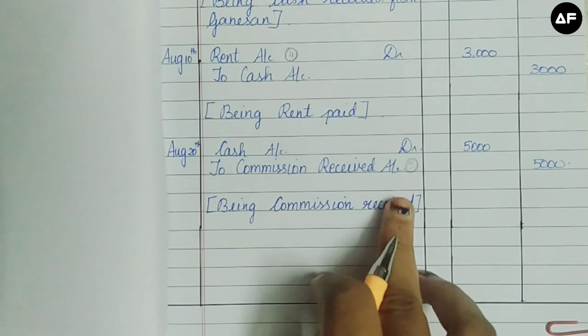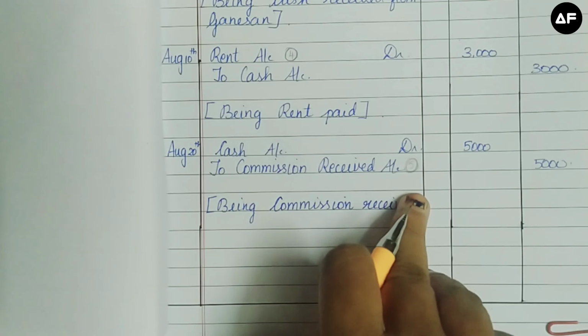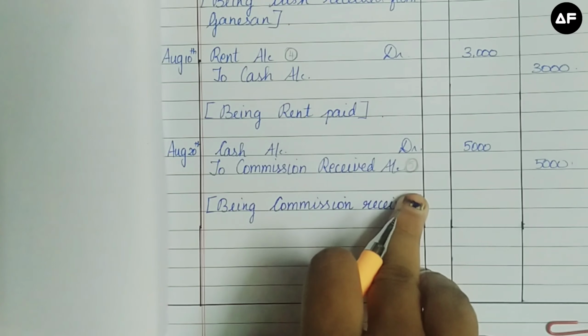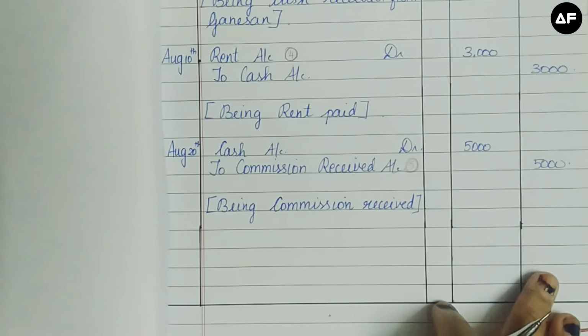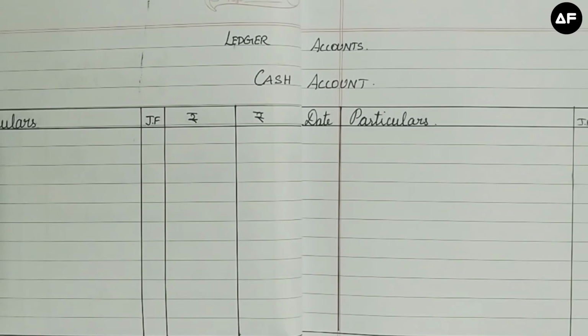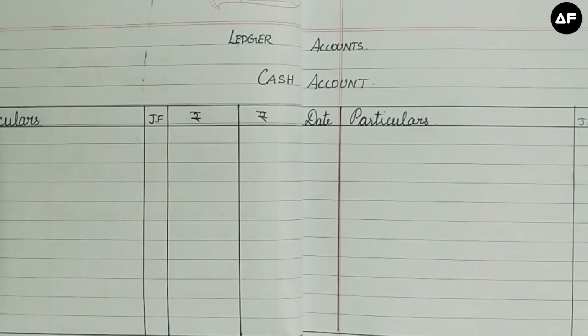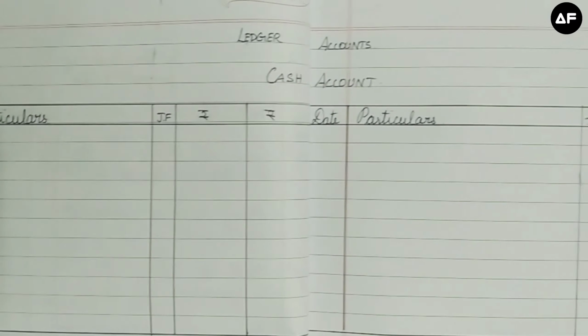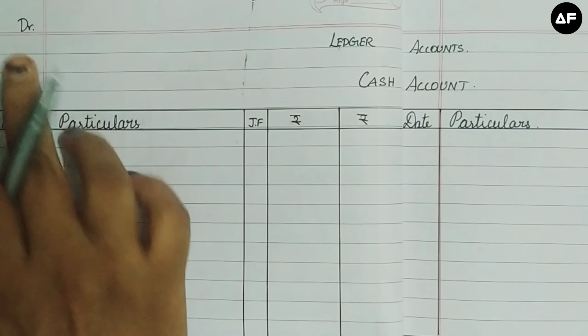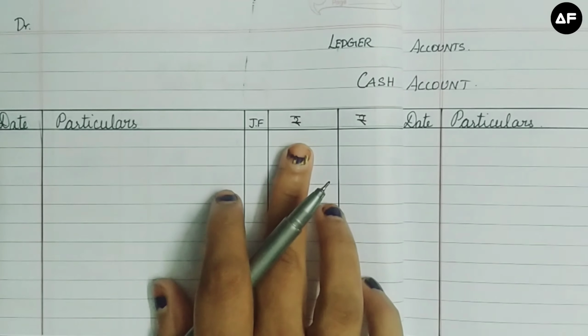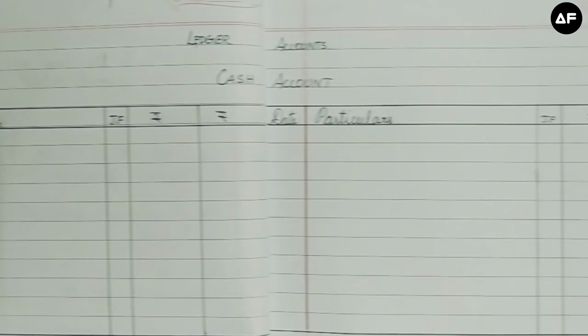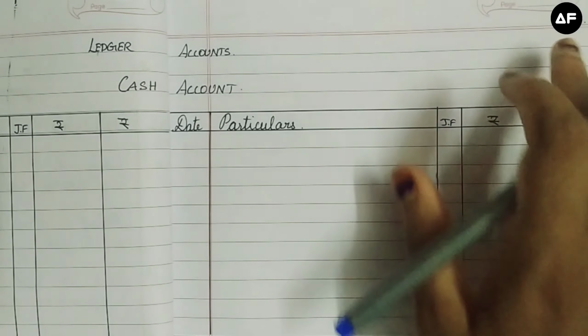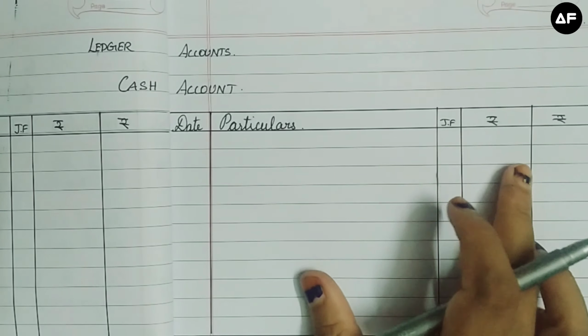Therefore we are going to open 5 accounts in our ledger books and we are going to post these journal entries into the ledger accounts. So the first ledger account is our cash account. I've written down the format. On the debit side, I have marked it here with date, particulars, journal folio, amount and the credit side is also being marked with the date, particulars, journal folio and amount.